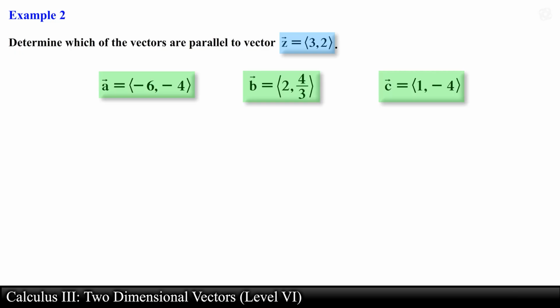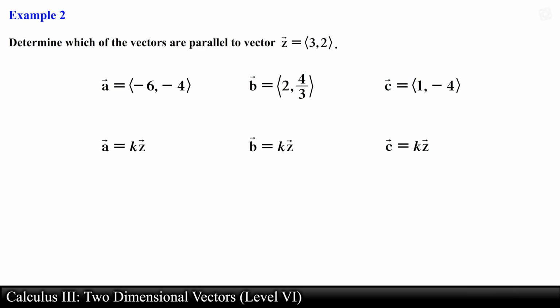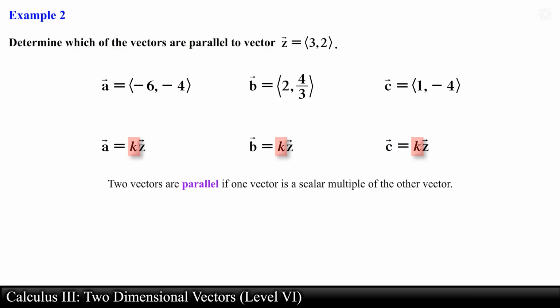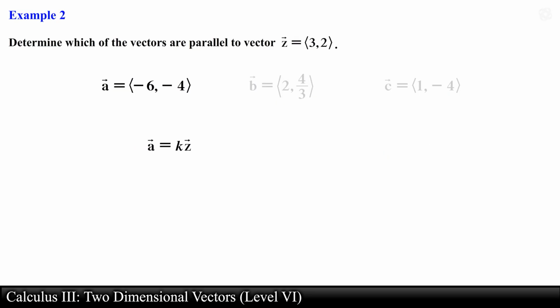We are asked to determine if any of these vectors are parallel to vector z. Recall that two vectors are parallel if one vector is a scalar multiple of the other vector. This means that we are essentially checking if there is a scalar k that we can multiply by vector z that yields either vector a, b, or c.